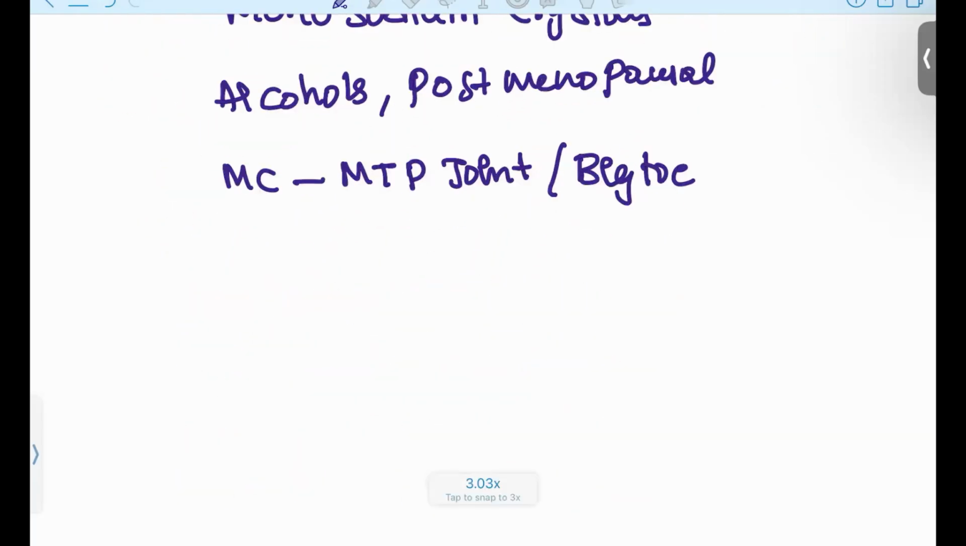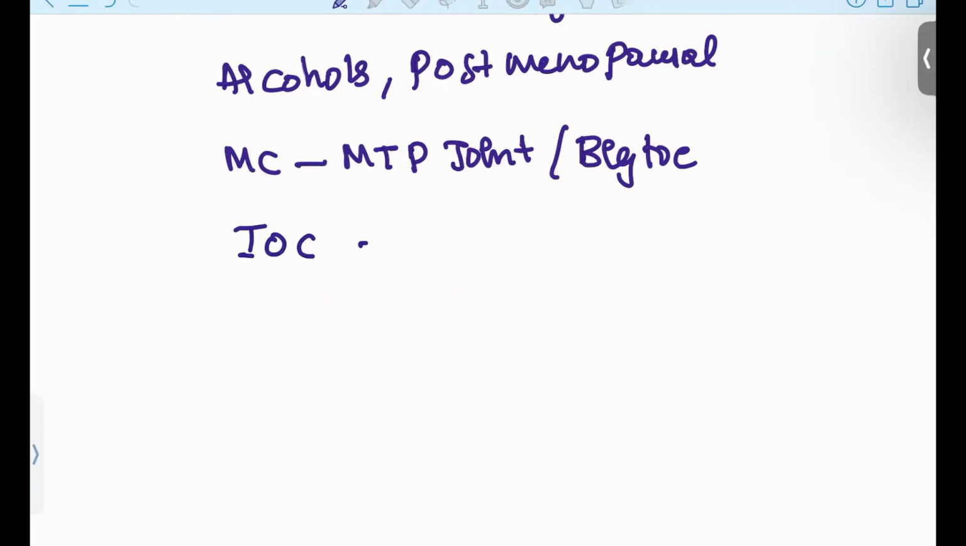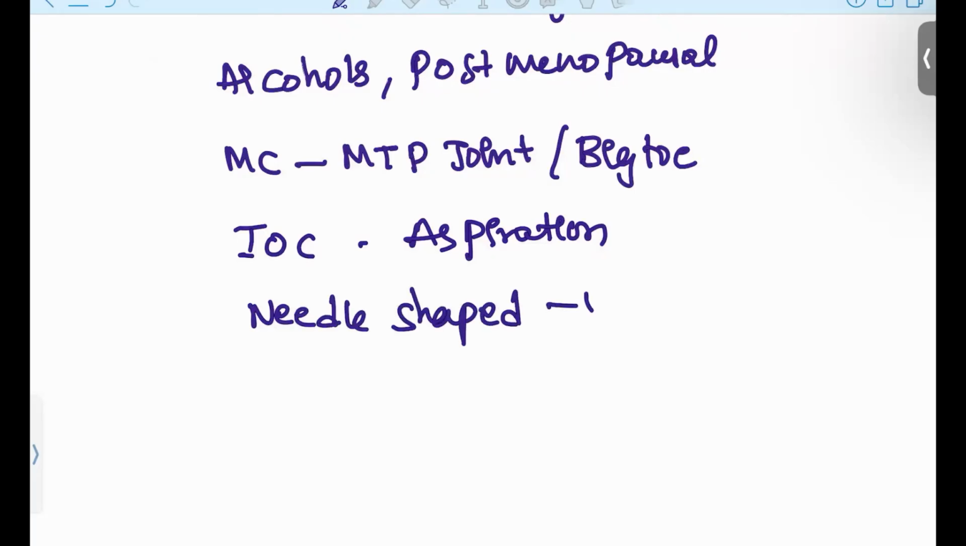And if you do the investigation of choice, that is the aspiration. After checking the aspiration under the microscope, you will see needle-shaped, negatively charged crystals. This is what is found in acute or chronic gout patients.